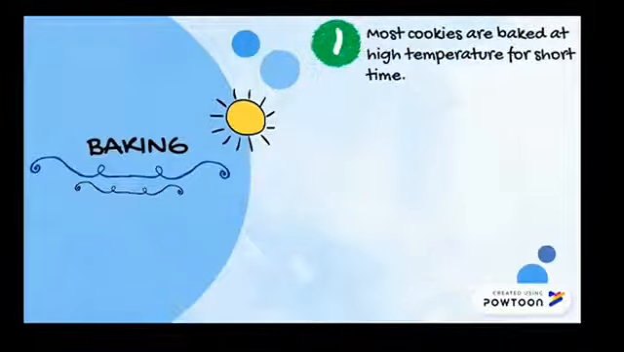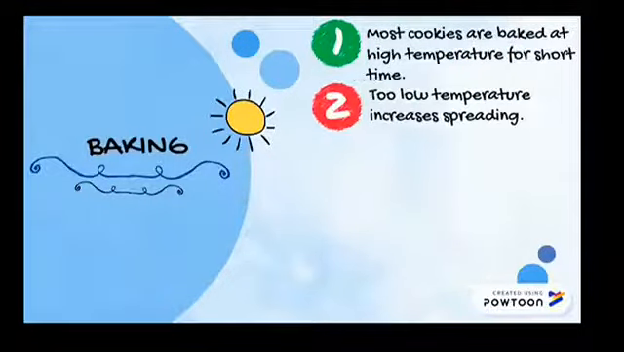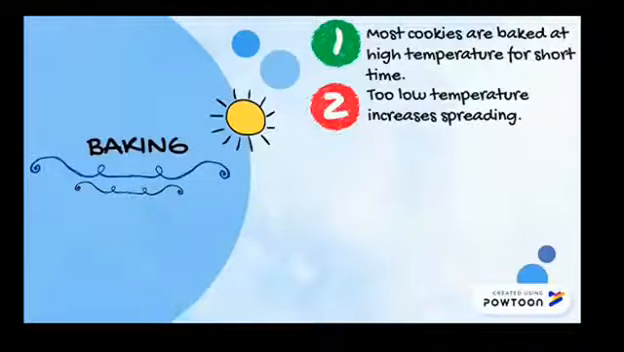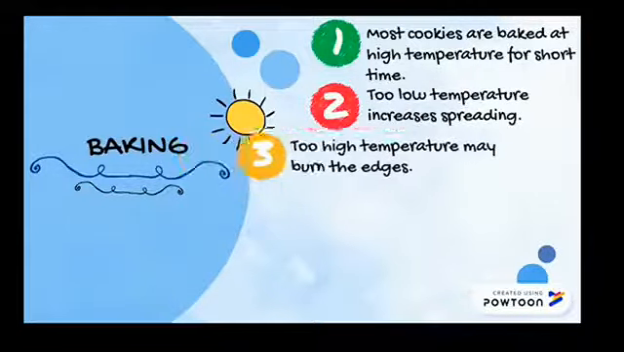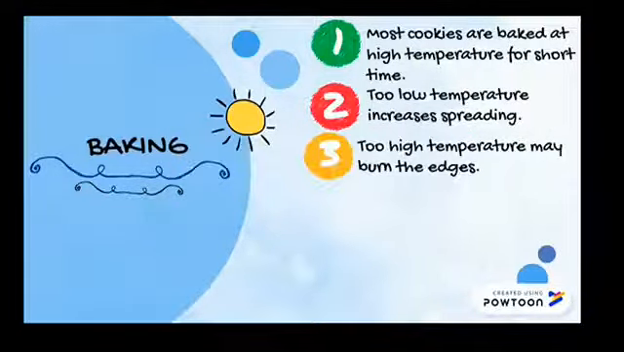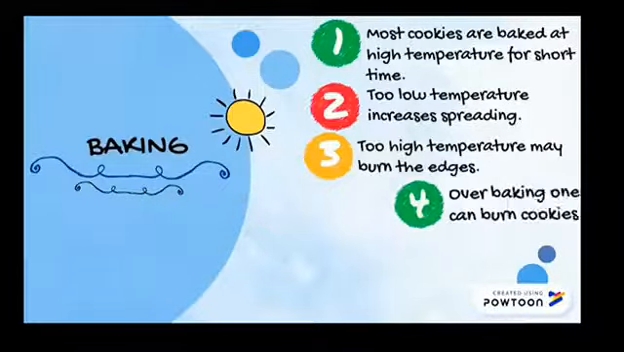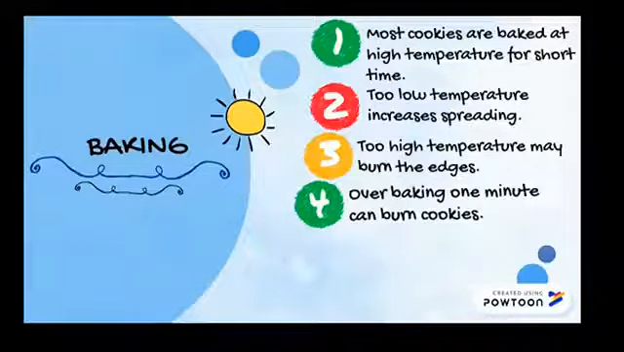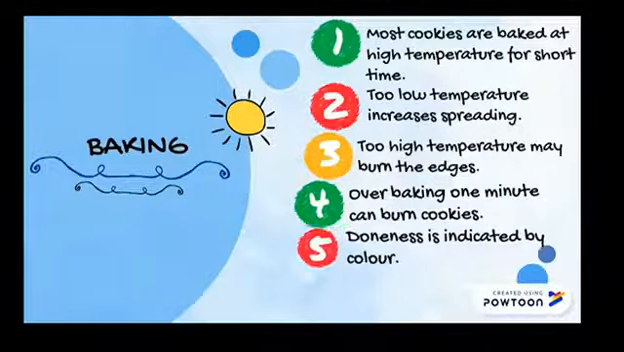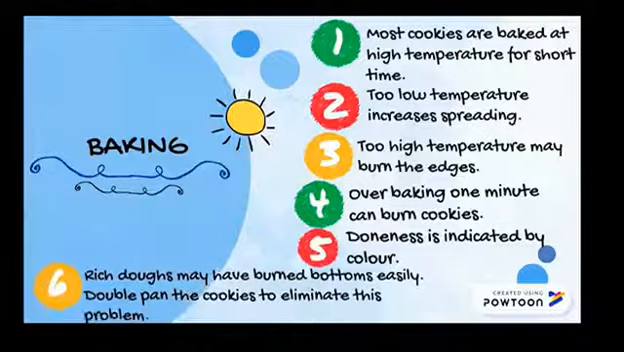Baking. Most cookies are baked at high temperature for a short time. Too low a temperature increases spreading. Too high a temperature may burn the edges. Overbaking by one minute can burn cookies. Doneness is indicated by color. Rich dough may have a burned bottom easily. Double pan the cookies to eliminate the problem.